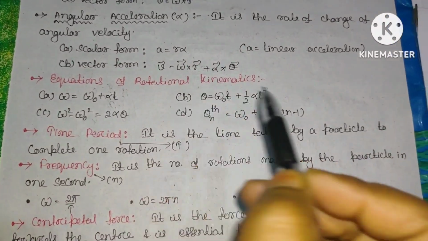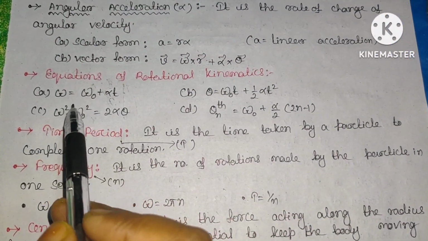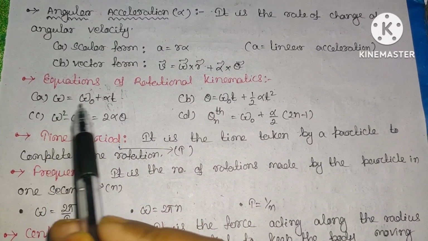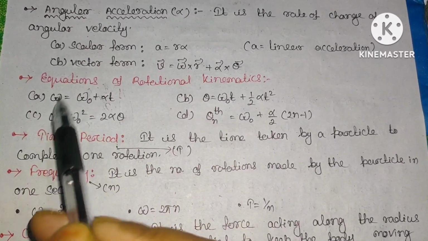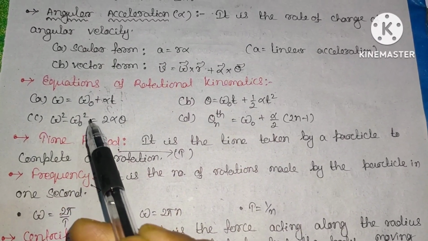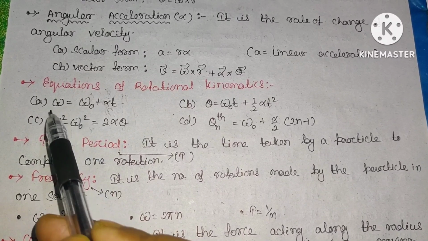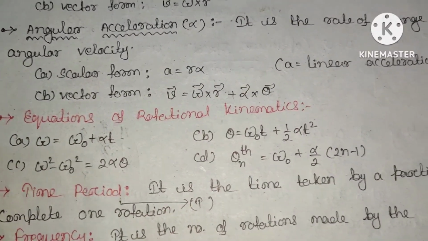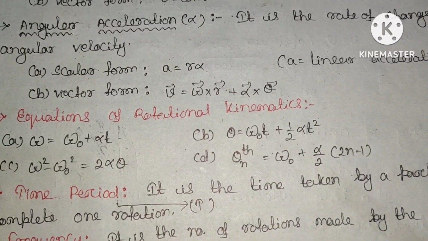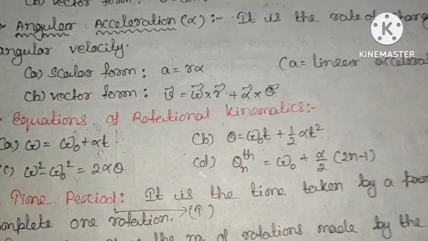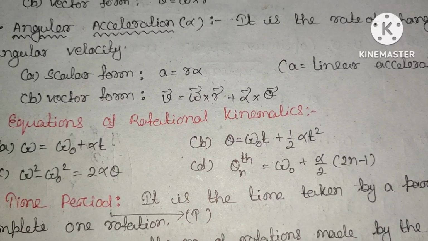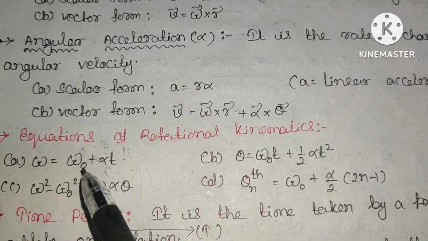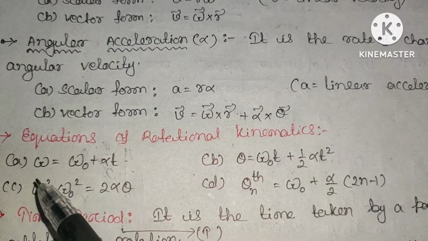The equations of rotational kinematics: omega equal to omega naught plus alpha t, as in the case of linear v equal to u plus at. So v is the final velocity and u is the initial velocity. Similarly, omega equal to omega naught plus alpha t, where omega is the final angular velocity after time t, and omega naught is the initial angular velocity, that is at t equal to 0.